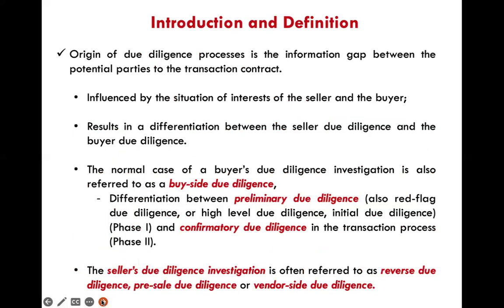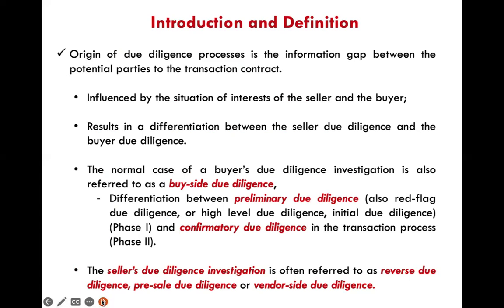Now, the origin of due diligence processes is the information gap between the potential parties to a transaction contract. And so the sellers of real estate or of land usually tend to have more information about the real estate than the buyers of that real estate. And so the due diligence process is meant to reduce the information asymmetry that may exist between the seller and the buyer. And in many cases, this is influenced by the interest of the seller and the buyer.